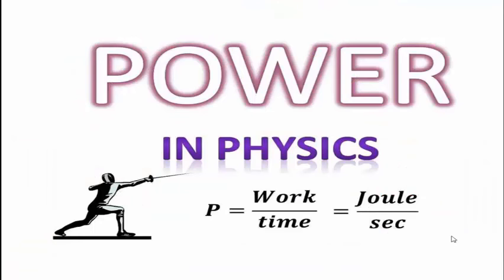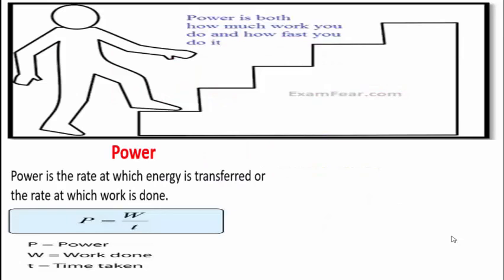Power in physics. Power measures the speed of work done, that is how fast or slow work is done. Power is both how much work you do and how fast you do it.